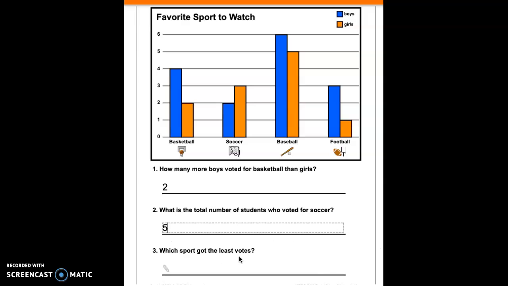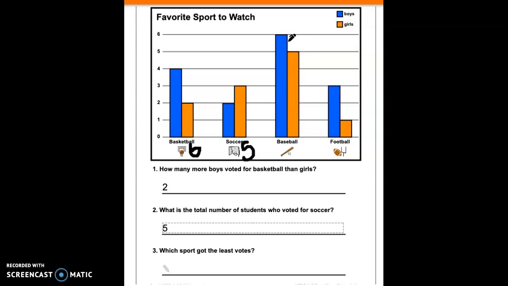This one says, which sport got the least amount of votes? So we have to figure out the total for each sport, and then figure out which one has the least number of votes altogether. We know that soccer is 5. Let's see if I can write this. I'm not very good at doing this on my computer. You guys are better at doing this on your iPad. So 5. And then basketball, 4 plus 2, so basketball is 6.